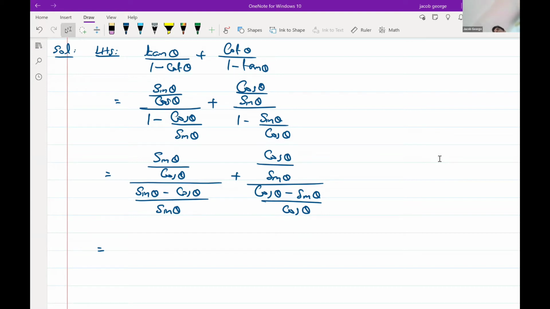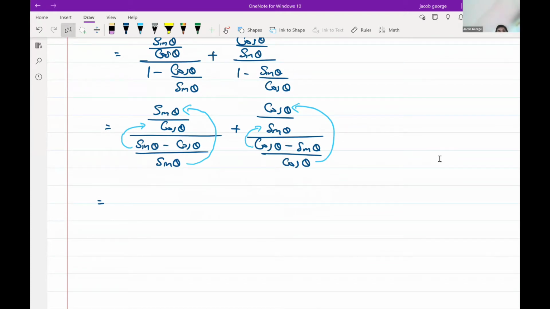Next is division. How to do division of fraction? Multiply by the reciprocal of the second fraction, right? So when you do that multiplication, the sin theta will go up and we multiply these two. Here also like this, cos theta will go up and we have to multiply these two. So this is the multiplication. The sin theta will go up and multiply this, and here also cos theta will go up.